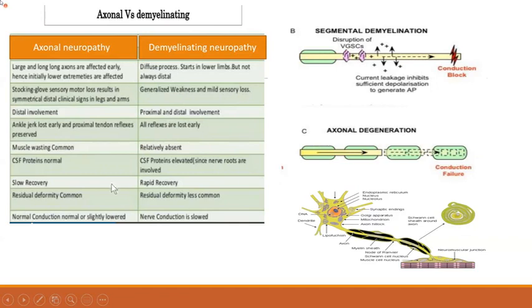Recovery is slow in axonal degeneration because the axon will undergo Wallerian degeneration and then the axons will regenerate. Then recovery will occur. While in demyelinating neuropathy, Schwann cells rearrange themselves and produce myelin around the axons, and recovery is rapid.